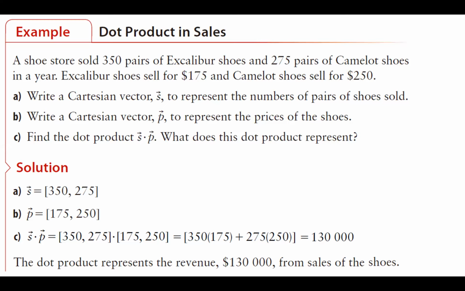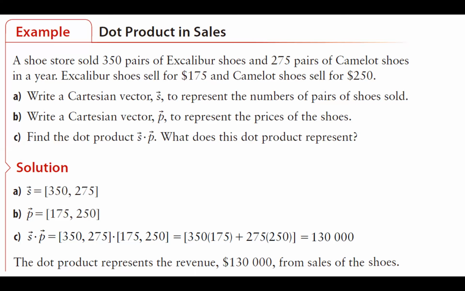And the dot product of S and P equals the product of these two vectors. So just put all the numbers in. That gives us 350 times 175 plus 275 times 250, which is 130,000. So the dot product represents the revenue, right? It's the sum of the numbers times the prices of the two types of shoes. So the dot product represents the total revenue from the sales of the two types of shoes.